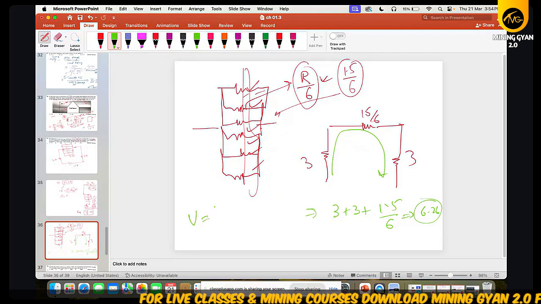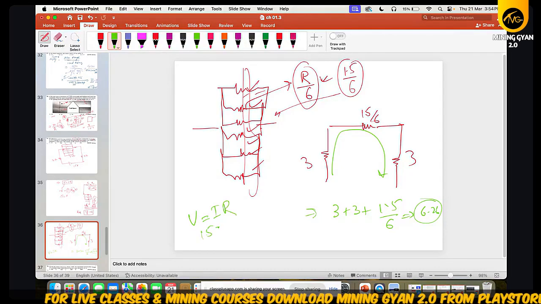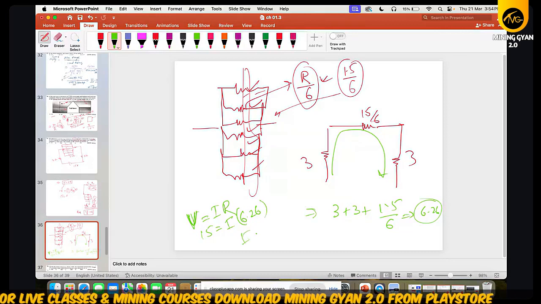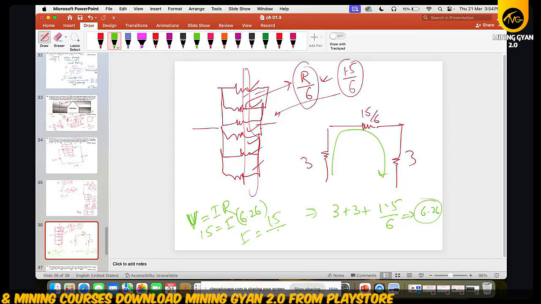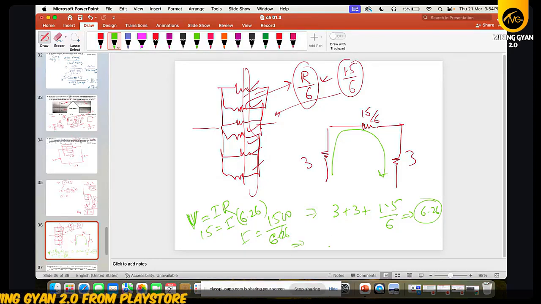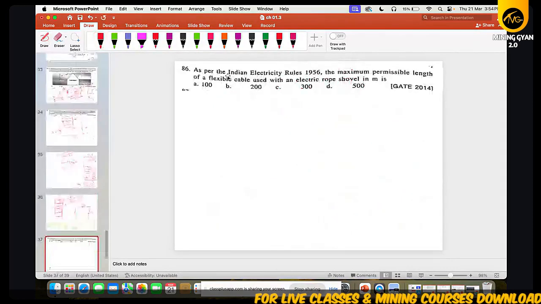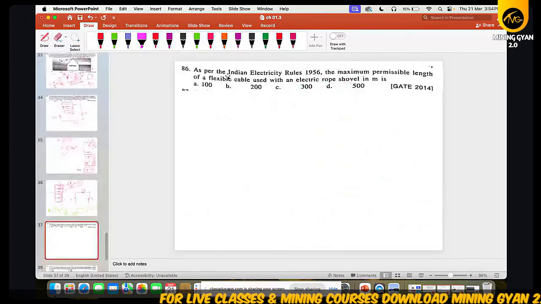So voltage equals IR, voltage is given as 15, I we have to find out, equivalent we have already found, so I will be 15 divided by 6.26. When we divide by 6.26, it will come 2.4 ampere. So the answer will be 2.4. Okay, this is the basic thing.